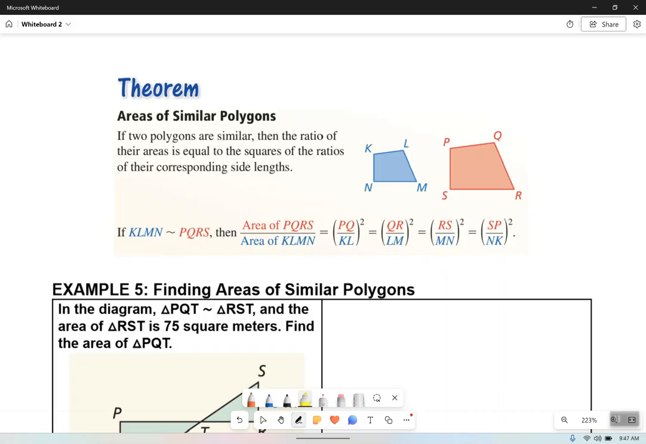Now think about this, kids. What's 4 over 12 reduced to? 1/3. What's 7 over 21 reduced to? 1/3. So it works, doesn't it?